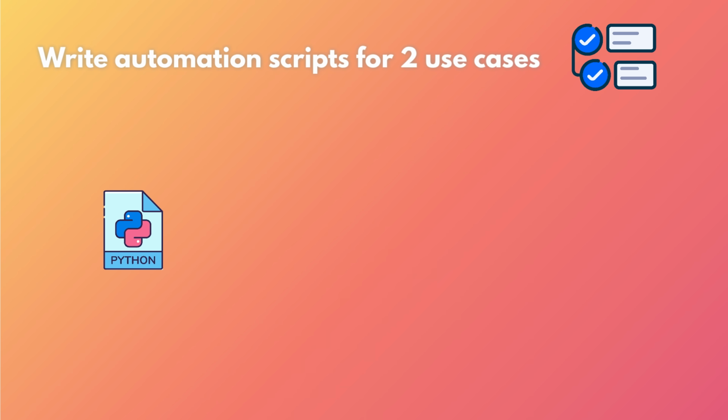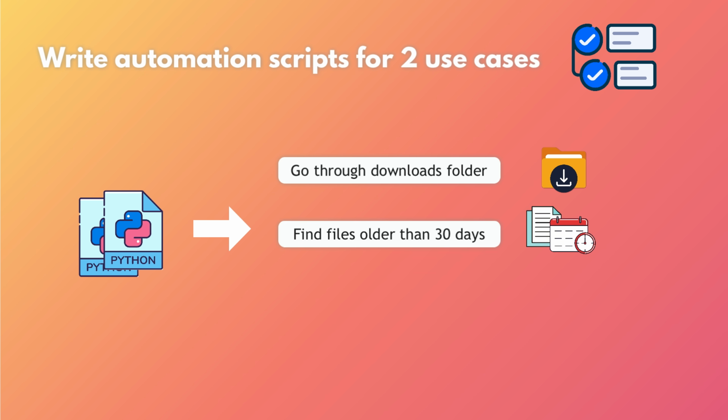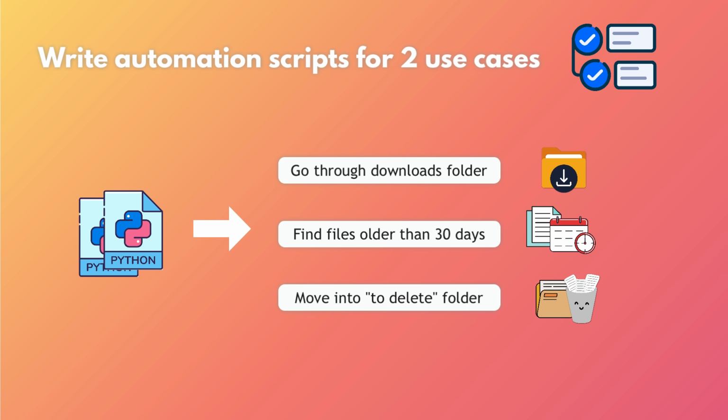in Spanish. And the second use case will be that we're going to write a Python program that goes through all the files in our downloads folder. It then checks if we have any files that are older than 30 days or were last used more than 30 days ago. And it takes all these files and puts that into a new folder called to delete, which we can then review and basically delete if needed. So basically it helps us clean up our messy downloads folder with a bunch of old downloaded files in there.